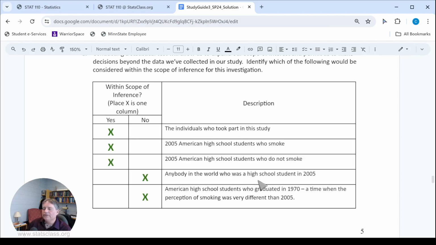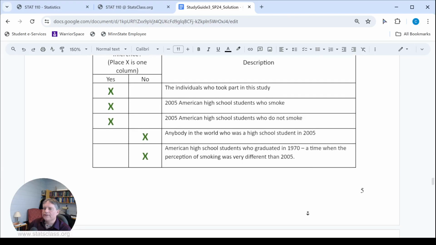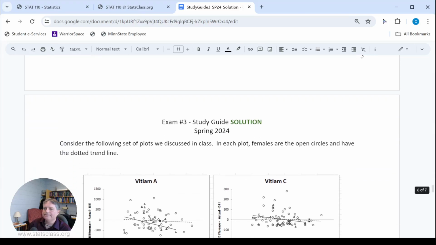Anybody in the world? No, these are American high school students, so we probably shouldn't extend to any high school student in the whole world. And then American high school students in 1970? No, I would anticipate that the trends have changed between 1970 and 2005, so I wouldn't anticipate that it would be a good idea to include 1970 in our scope of inference. So we'll put no there for that.